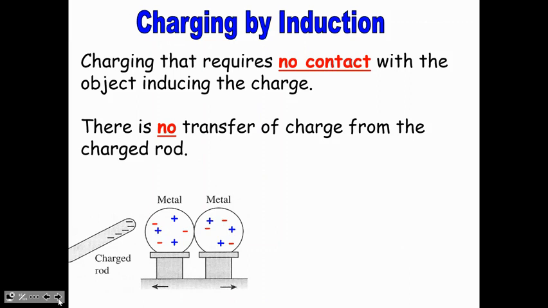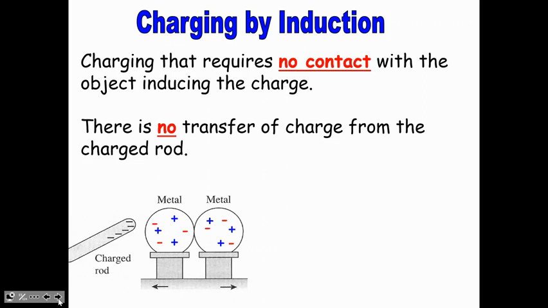Another type of charging is charging by induction. So this one is a little trickier. It is a type of charging that requires no direct contact between the object and the charged object. So charge is not actually transferred from the charged rod itself. Rather, charges are shifted between the other two objects involved. So here's how charging by induction works.